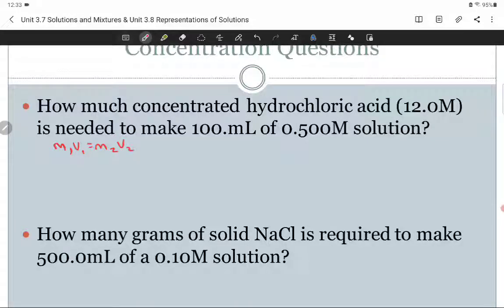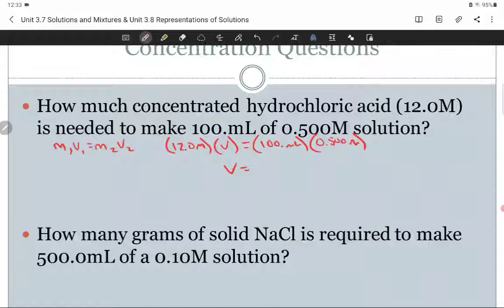It doesn't really matter which ones are 1s and 2s. We have 12 molar. We don't know how much of that we want to use, but we want to make 100 milliliters in a volumetric flask. It's always going to be a volumetric flask. And we want to make a 0.5 molar solution.